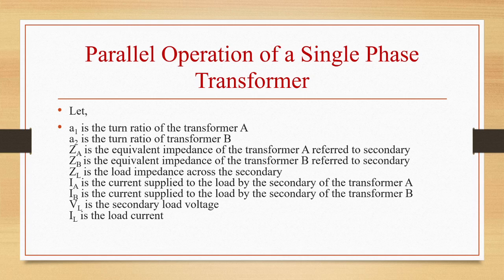Let A1 be the turn ratio of transformer A, A2 the turn ratio of transformer B, ZA the equivalent impedance of transformer A referred to secondary, ZB the equivalent impedance of transformer B referred to secondary, ZL the load impedance across the secondary, IA the current supplied to the load by the secondary of transformer A, IB the current supplied to the load by the secondary of transformer B, VL the secondary load voltage, and IL the load current.